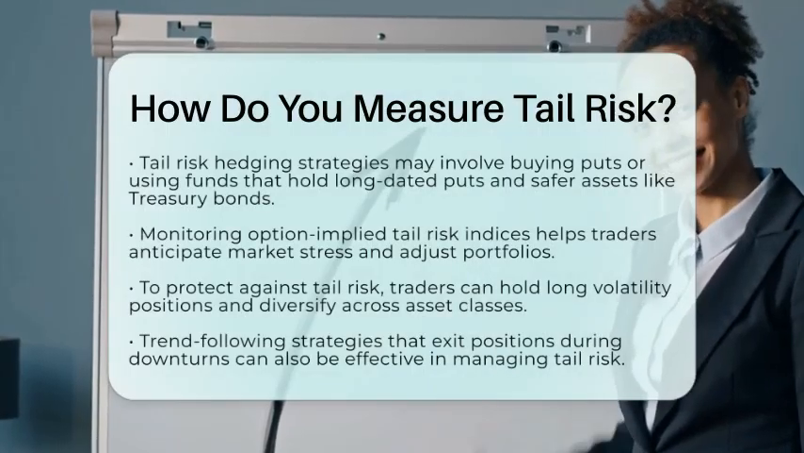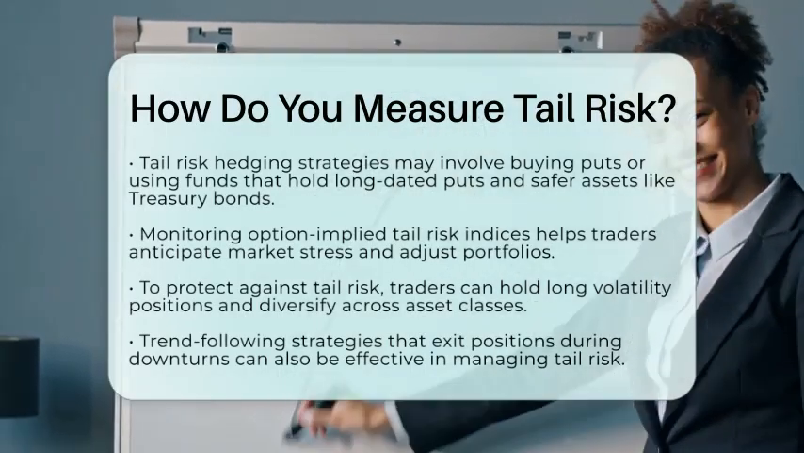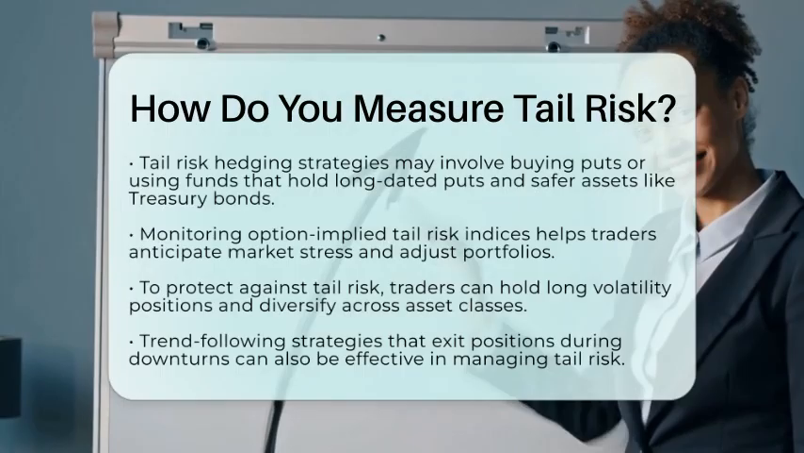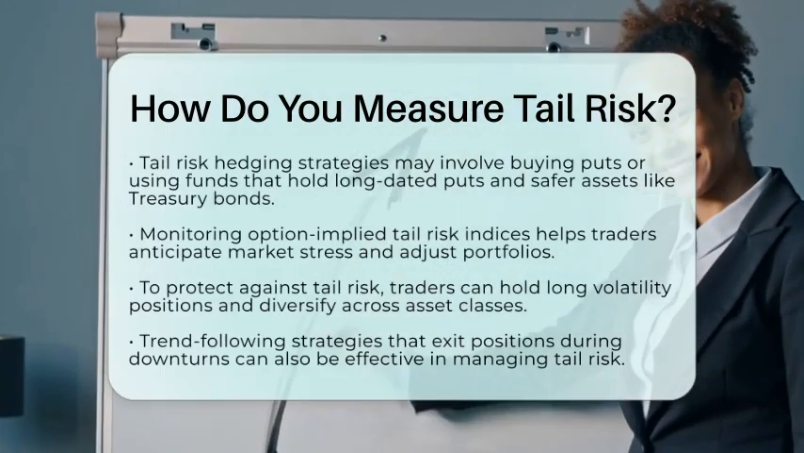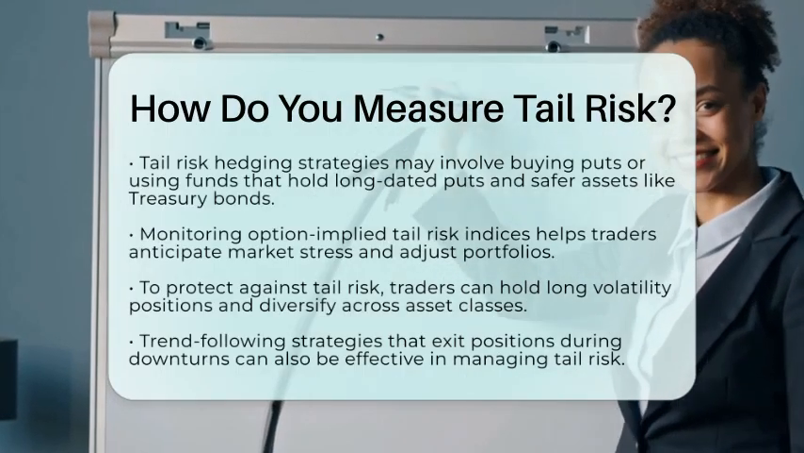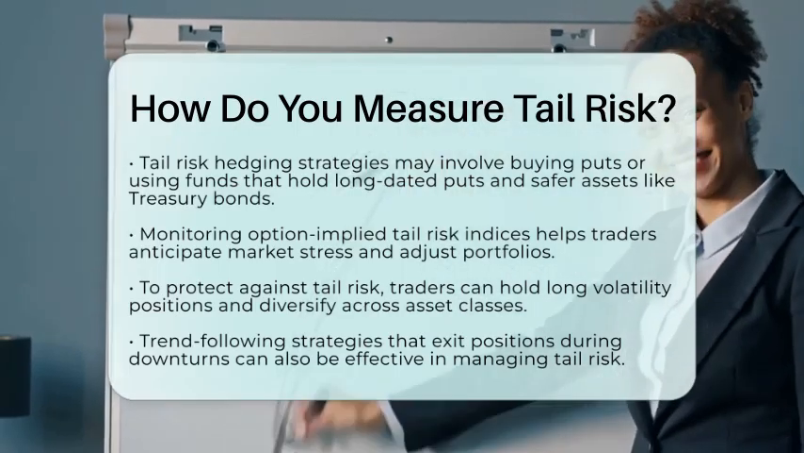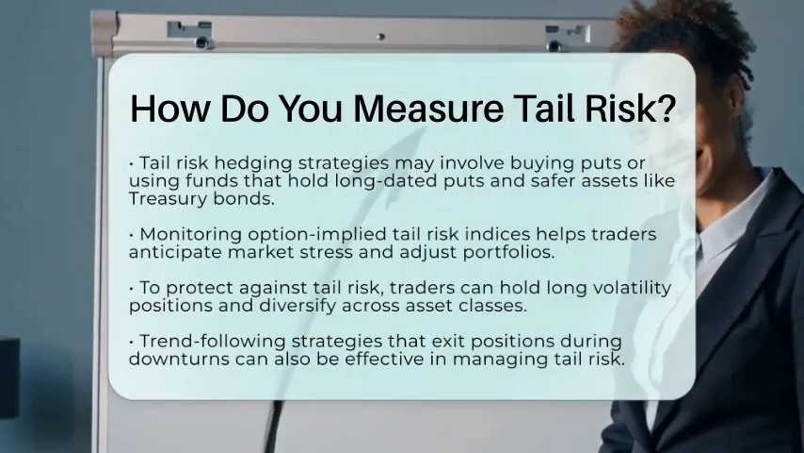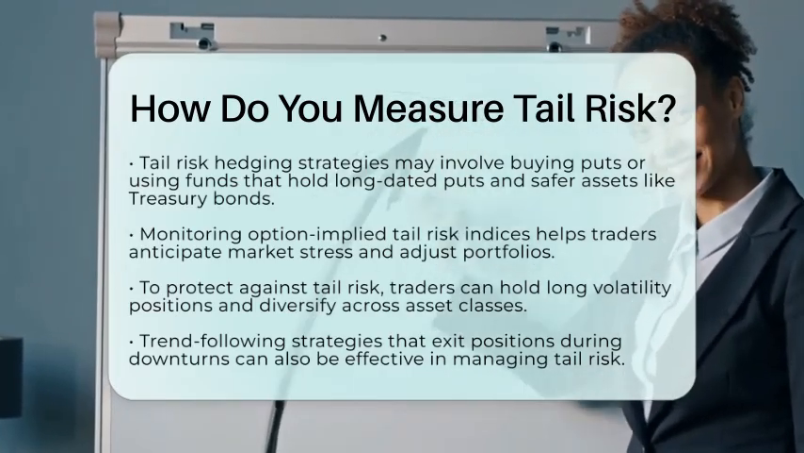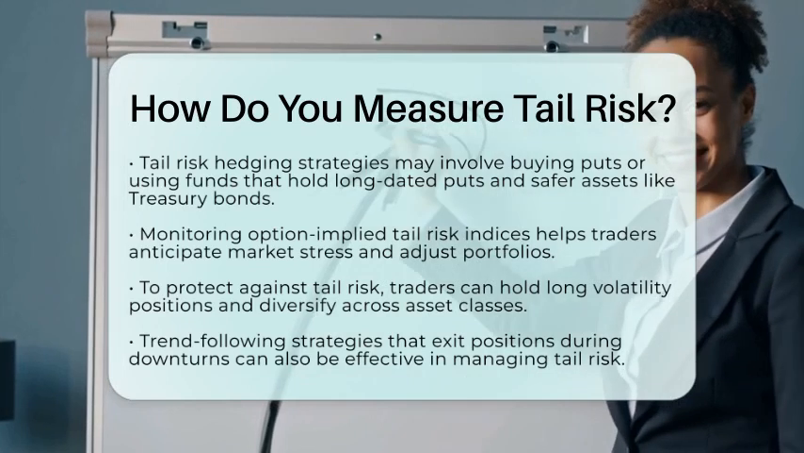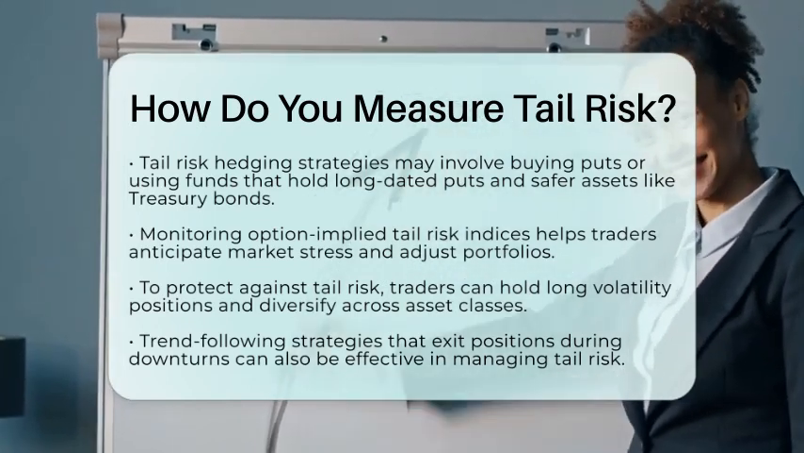To protect against tail risk, traders can hold long volatility positions, such as long put options, which gain value when markets fall sharply. They can also allocate to low volatility equities or diversify across different asset classes to reduce exposure to extreme downside moves. Trend-following strategies that exit positions during downturns are also effective.